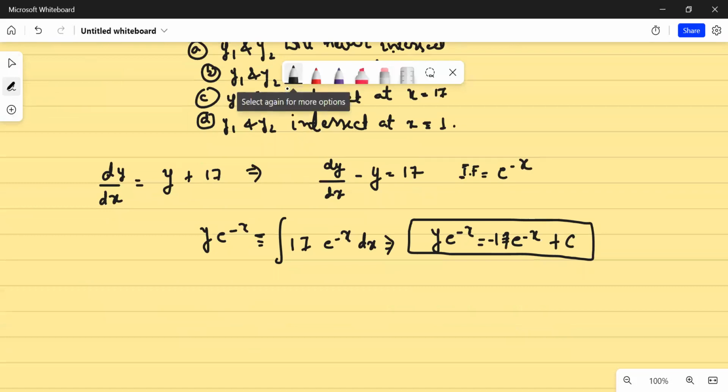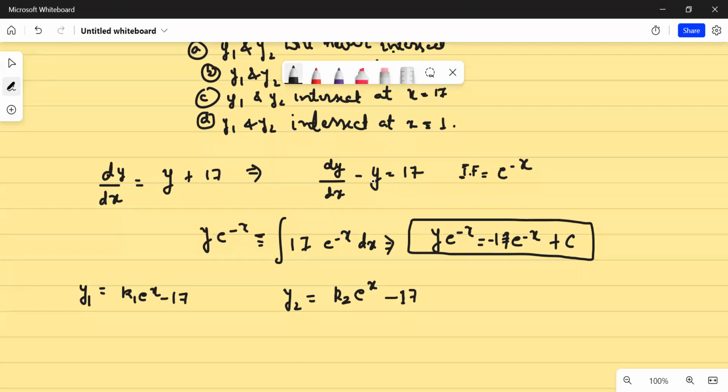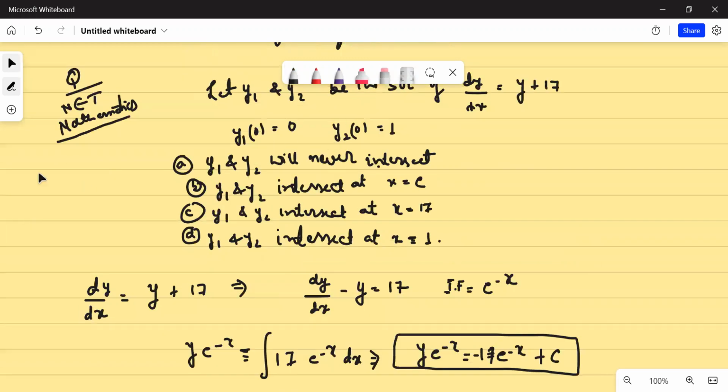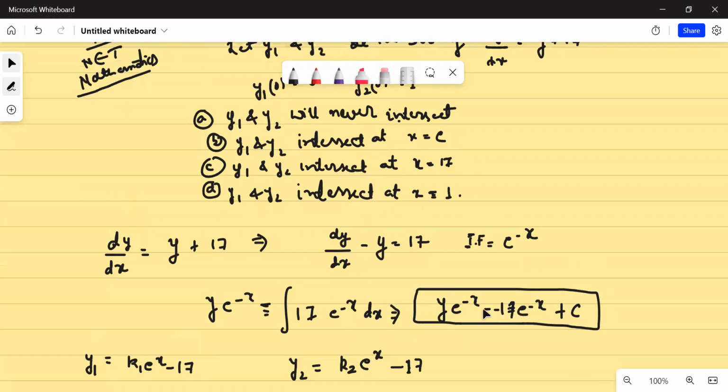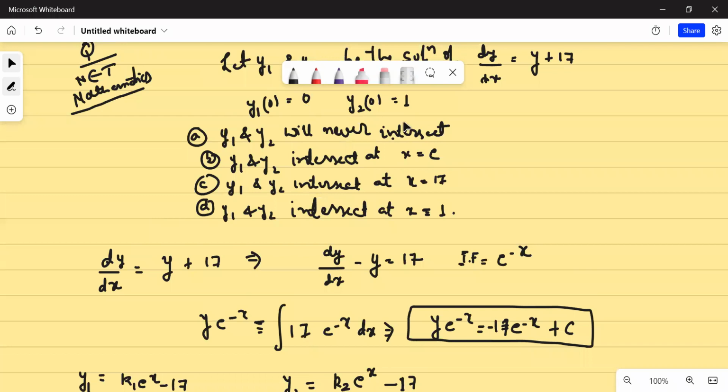Now there are two solutions given, so I'll write it as y1. I can write it as k1 e^x - 17, having placed the e to the power minus x downwards. And y2, another solution that is given, I'll write as k2 e^x - 17. Since there are two different conditions given on y1 and y2, I'm writing these constants as different values: k2 for y2, and k1 for y1.